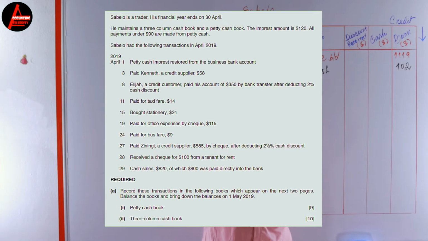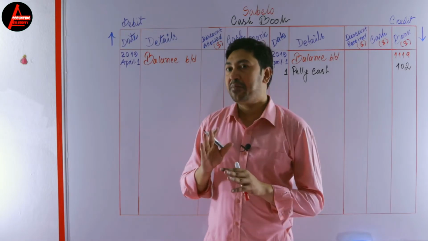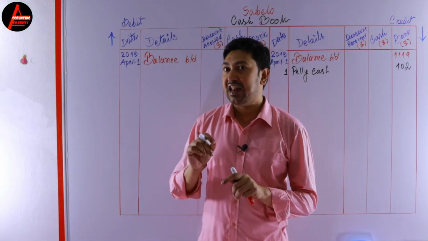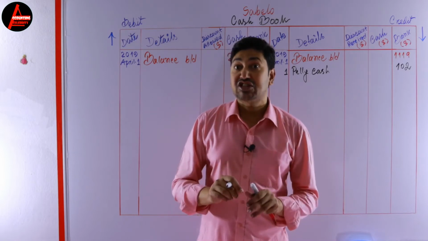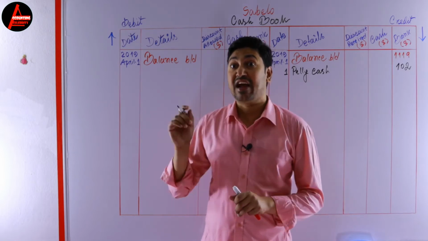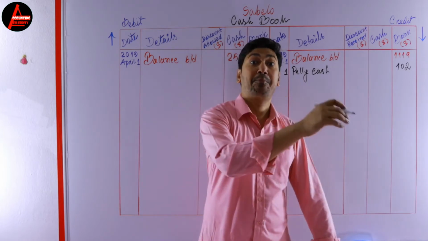There is a condition. What is the condition? All payments under $90 are made from petty cash. That means if you have any transactions which is less than $90 in value, this transaction will not appear in the cash book. This will go in the petty cash book.